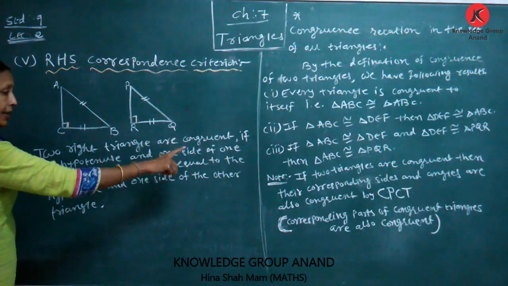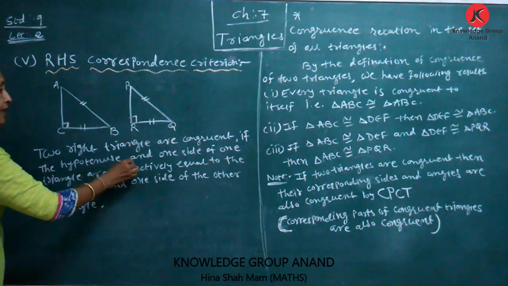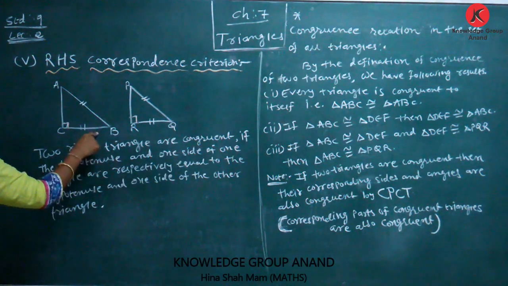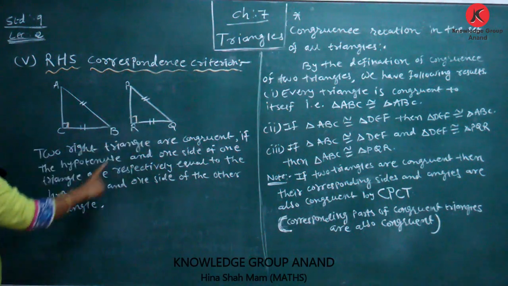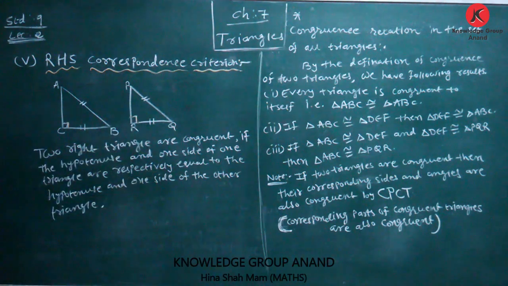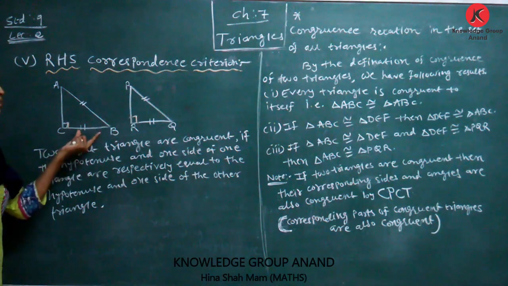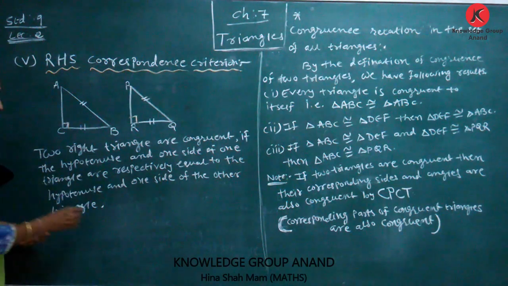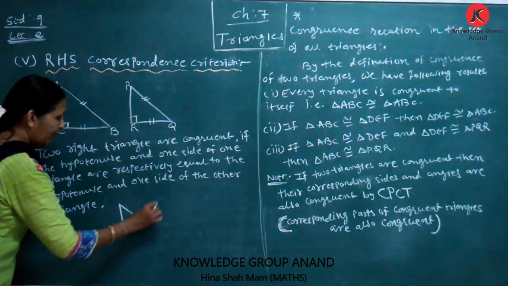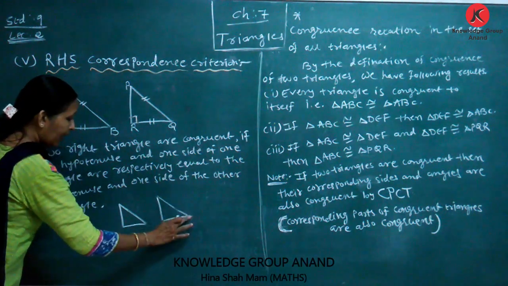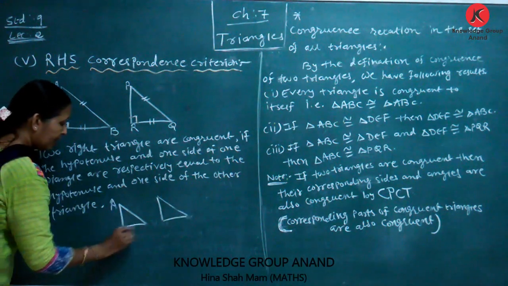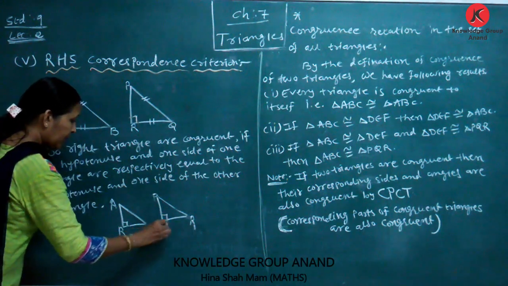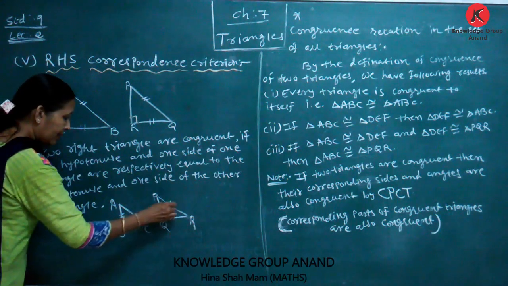Two right triangles are congruent if the hypotenuse and one side of one triangle are respectively equal to the hypotenuse and one side of the other triangle. Suppose here BC equals QR. In triangle ABC and triangle PQR, we write here like this: AB congruent PQ and BC congruent QR.